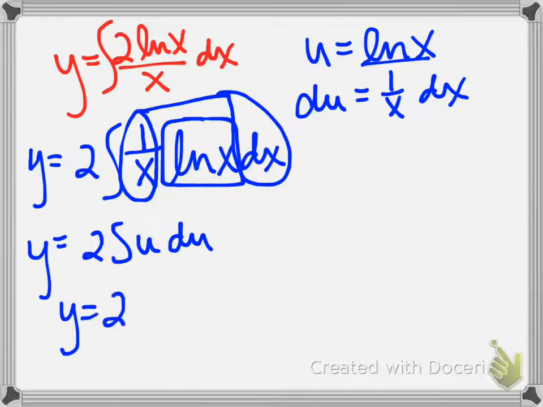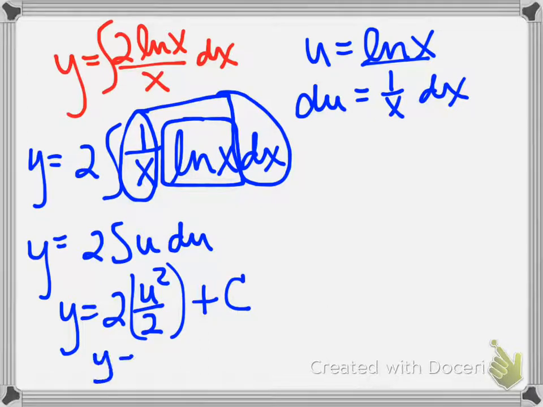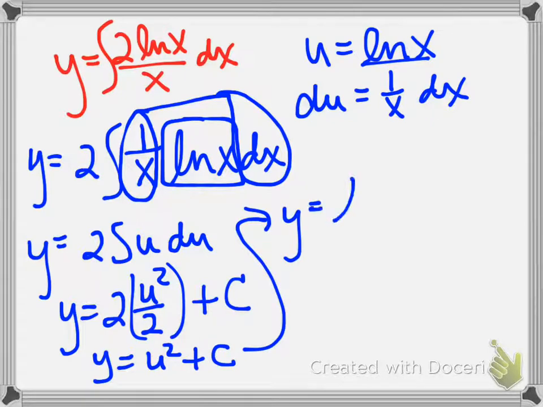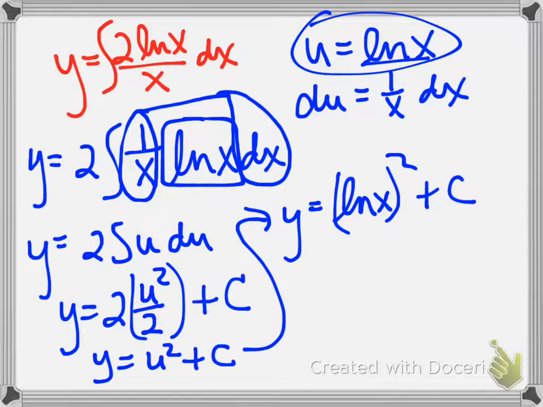y equals 2 times u squared over 2 plus c. So my y equals u squared plus c. So my y equals (ln x) squared plus c, because my u is ln x.